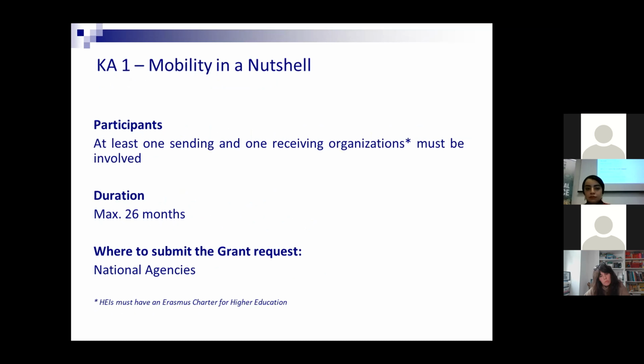So in a nutshell, in order to submit a request for funding in the framework of Erasmus Plus KA1, so the mobility activity, you need to have at least 2 organizations involved at transnational level, 1 sending and 1 receiving organization. The duration is maximum 26 months, and the grant request has to be submitted to the national agency.